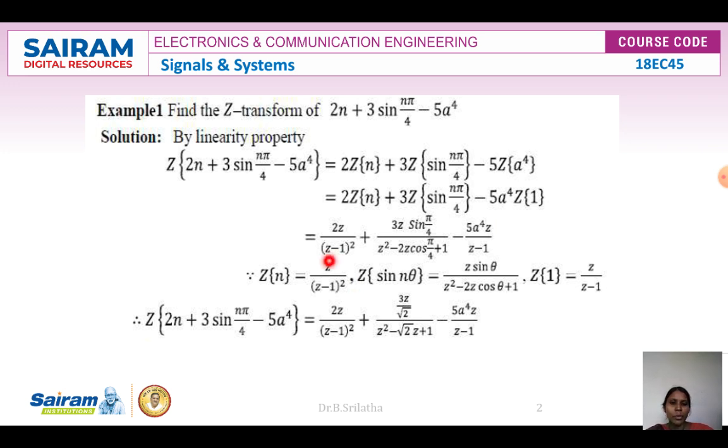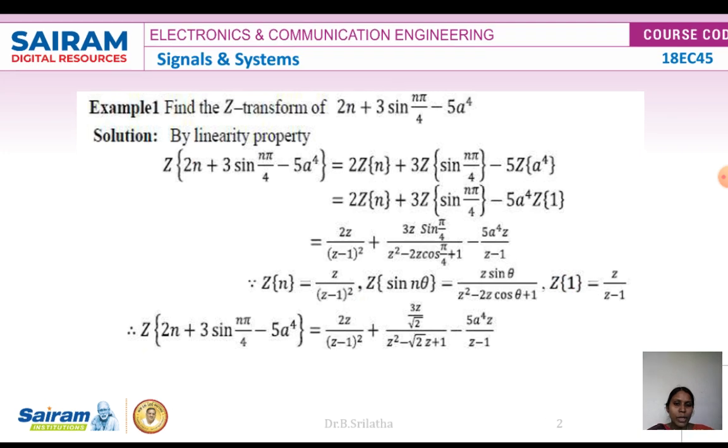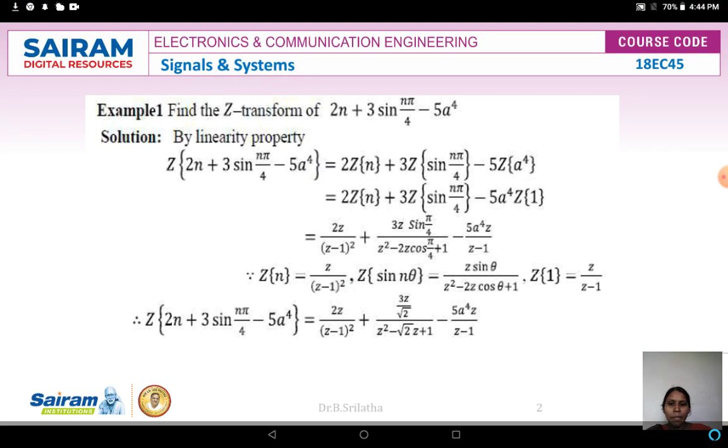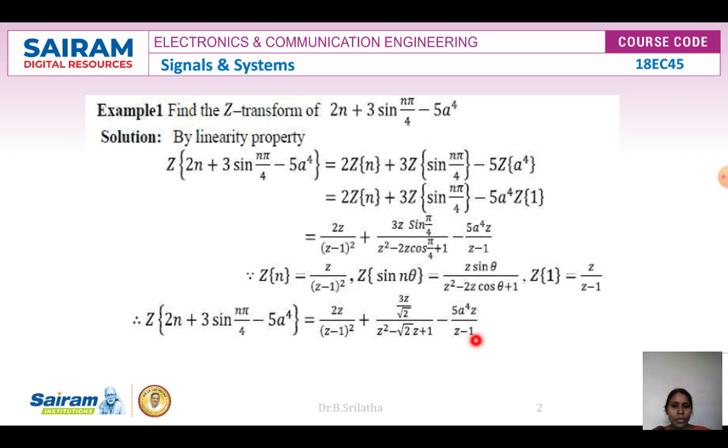Now these are the formulas I wrote here. Z transform of n is z by z minus 1 whole square. Z transform of sine n theta is z sine theta divided by z square minus 2z cos theta plus 1. Z transform of 1 is z by z minus 1. Now by using the linearity property, the Z transform of the whole signal is equal to the sum of the Z transforms of the individual terms: the first signal plus the second signal plus the third signal. So by using these properties we can find everything easily.